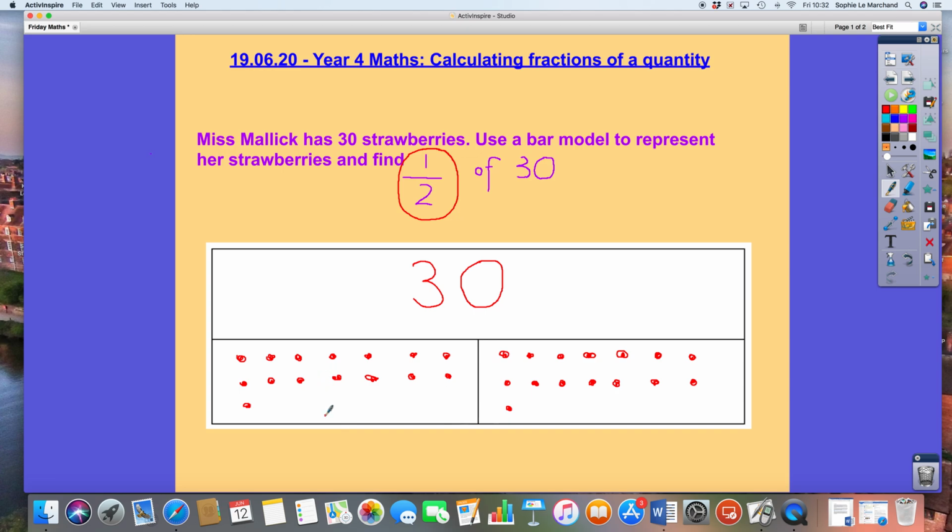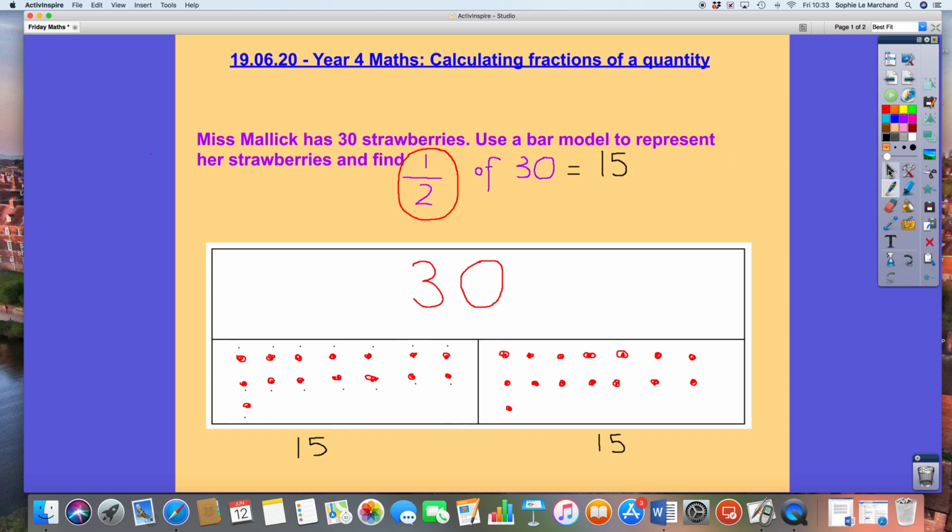So all I have to do now, because this represents a half, is count how many strawberries I have in this section. So let's check. 1, 2, 3, 4, 5, 6, 7, 8, 9, 10, 11, 12, 13, 14, 15. So there are 15 strawberries here, and that would mean there are also 15 strawberries here. So half of 30 is 15.